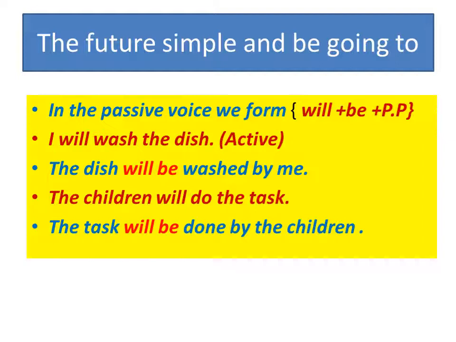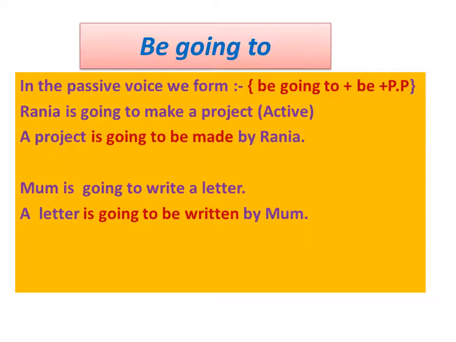The children will do the task. So the task will be done by the children. The last slide, be going to. In the passive voice, we form be going to if it is am or is or are going to, plus we add be plus the PP. Rania is going to make a project. It's an active sentence. I want to change it to the passive one. A project is going to be made by Rania.